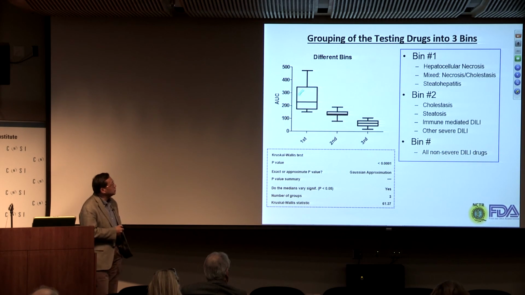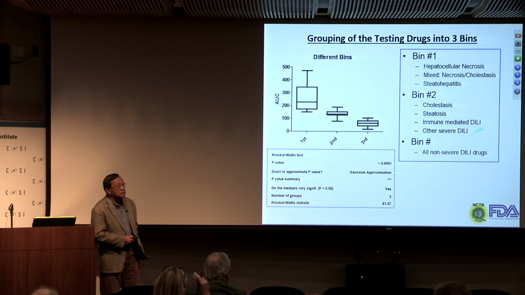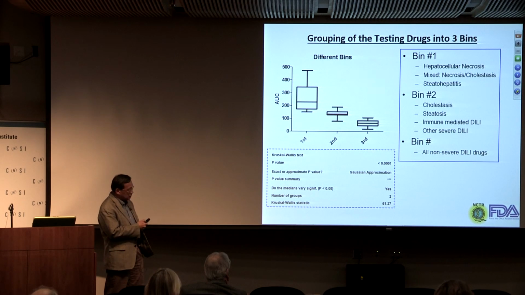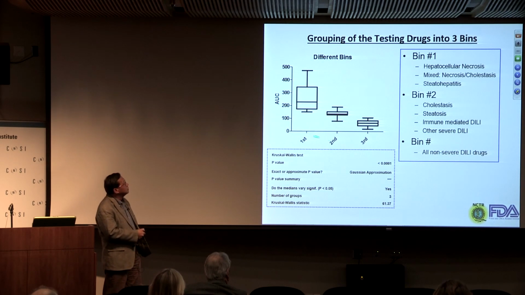You can see it's distributed very nicely, separated. The Kruskal-Wallis test p-value is less than 0.001. So we think we can use this binning to develop a screening scheme.